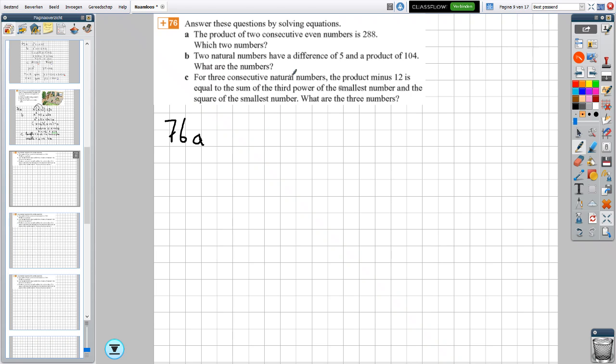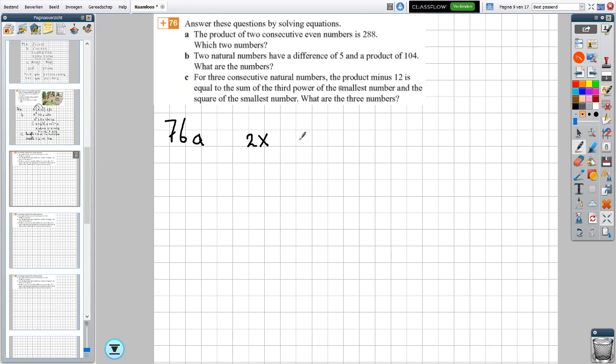Let's try A. The product of two consecutive even numbers is 288. Which two numbers? So I'm going to have two consecutive even numbers. So let's say I have one even number. How can I describe even numbers? Do you still know that? We did that in 7.3, I think, when we got to prove certain theories. We could say, well, an even number can be written as 2x, right?